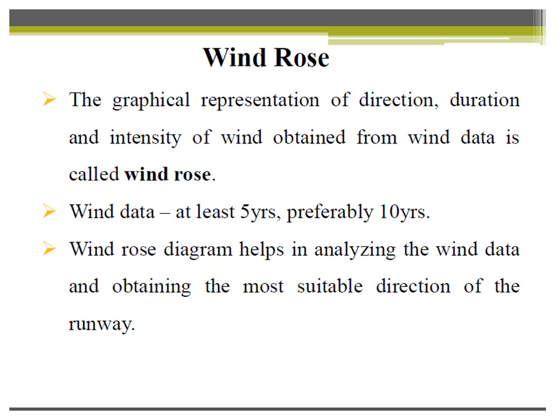Windrose diagram. The graphical representation of direction, duration, and intensity of wind obtained from wind data is called a windrose diagram. Wind data will usually be collected for at least 5 years, preferably 10 years. The windrose diagram helps in analyzing the wind data and obtaining the most suitable direction of the runway.